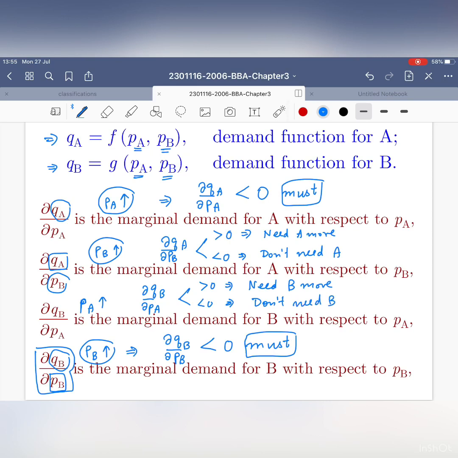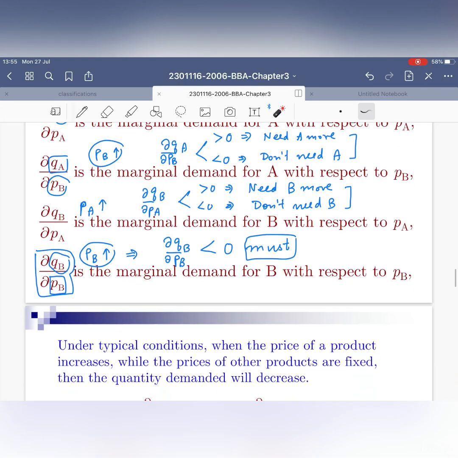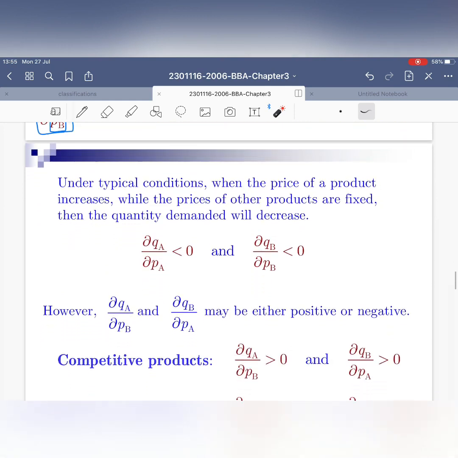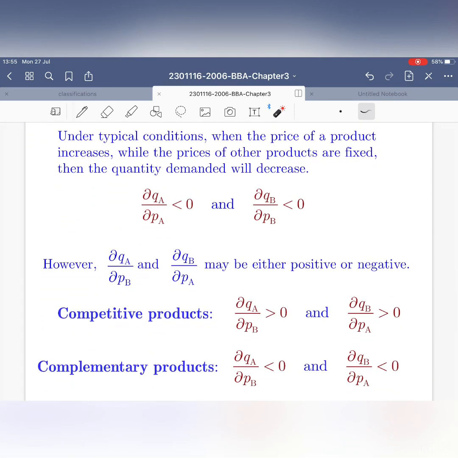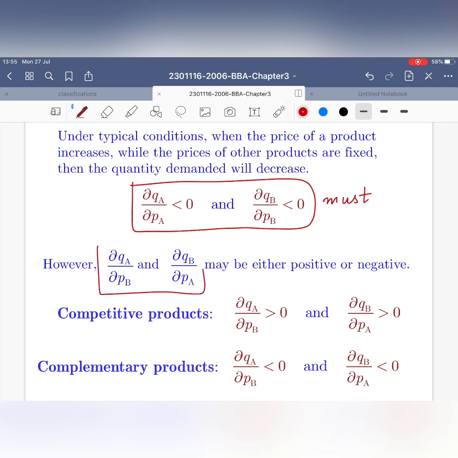Okay, so it can be either this way or this way, for the derivative of the different quantity and the different price. So let us interpret what will happen. As I told you, this is the typical thing that is going to be like this all the time, so it's a must. However, for this one, we still don't know what will happen.